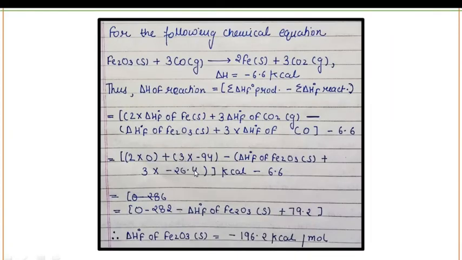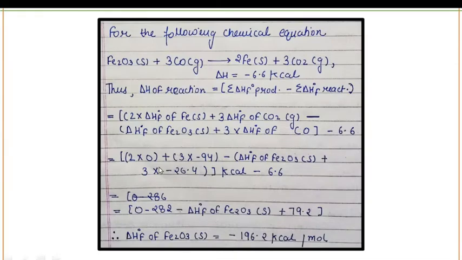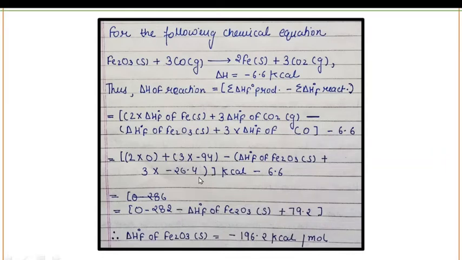Minus delta HF of Fe2O3, which you have to calculate, plus 3 into minus 26.4. Why 3 into minus 26.4? Because 3 is the coefficient of CO, and in the question the delta HF value of CO is given as minus 26.4. When you solve this equation with minus 6.6 as the total delta H, you will get the answer as minus 196.2 kilocalorie per mole.